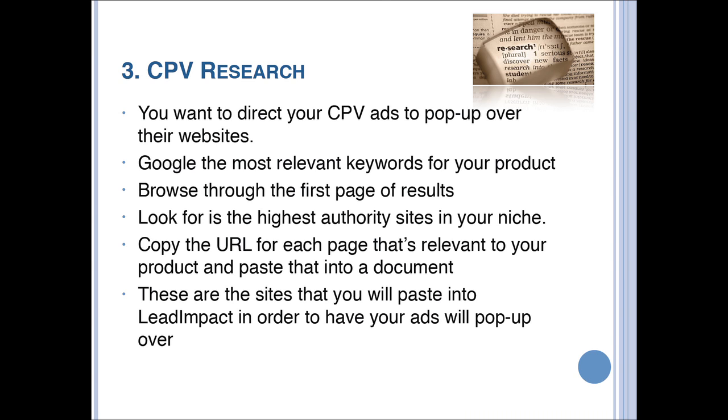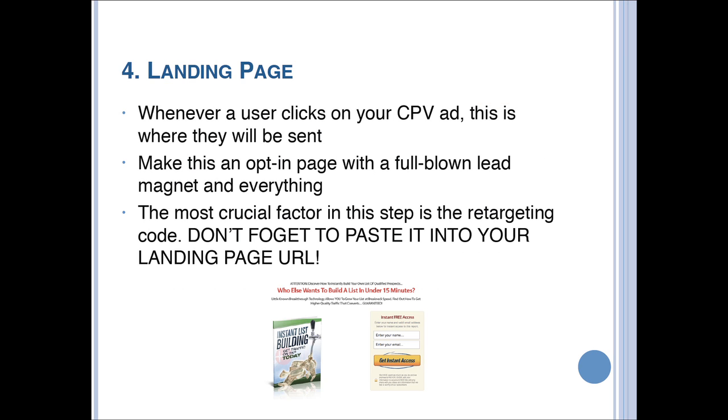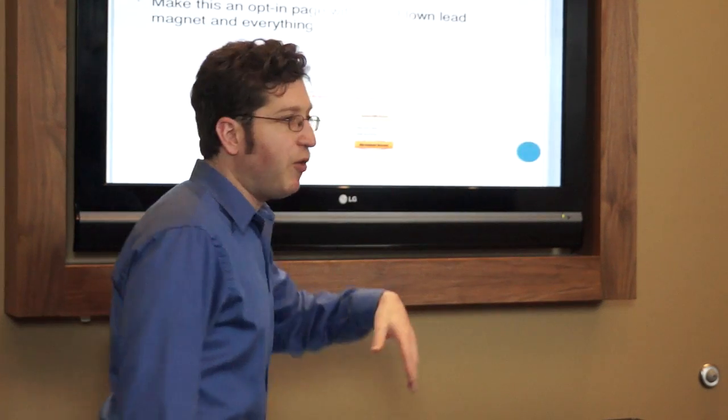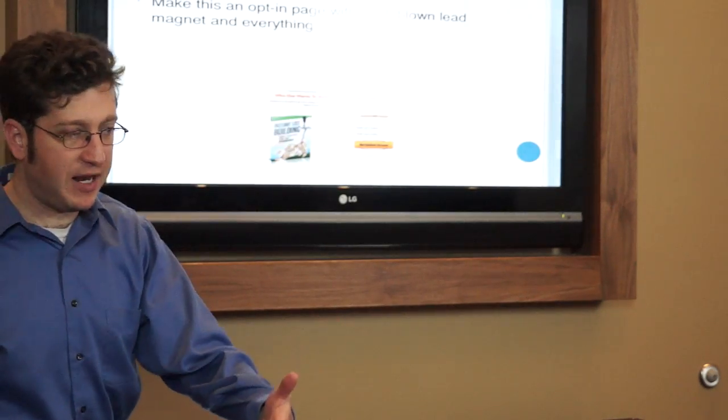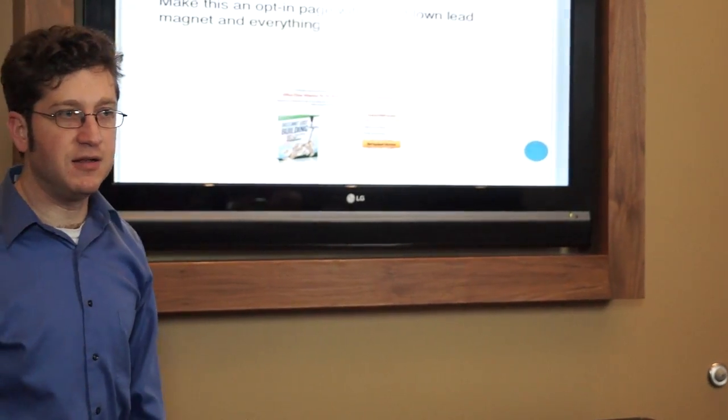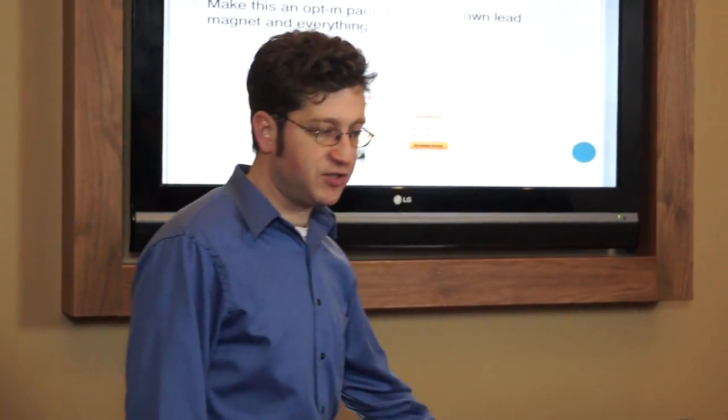Okay, so again, copy the URL, paste it into a document, upload it onto Lead Impact or Site Scout. What should your landing page look like? So after they've clicked your ad, where do you want them to go? You want this to be an opt-in page. So you don't want to drive them to a regular home page on your site. You want to add another page that is specific for this campaign, so you can test its conversion more effectively.